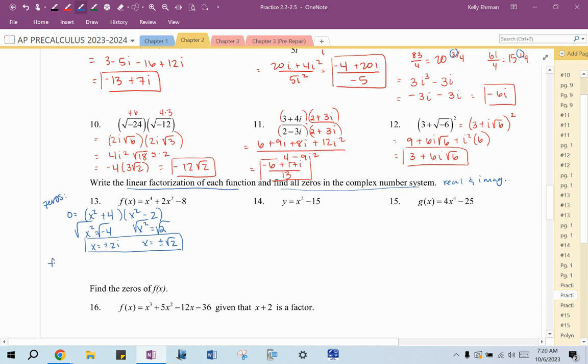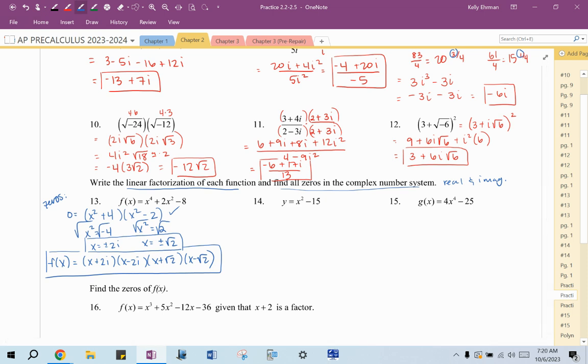To write the linear factorization, make sure you write f of x equals, and then it's x, it doesn't matter what order, but x plus 2i, x minus 2i, x plus radical 2, x minus radical 2. And that's the linear factorization. On a speed quiz, we would just leave our answer back on this first line because it doesn't factor nicely. But linear factorization is breaking it down like this. It says if you have degree 4, you should have 4 factors showing.